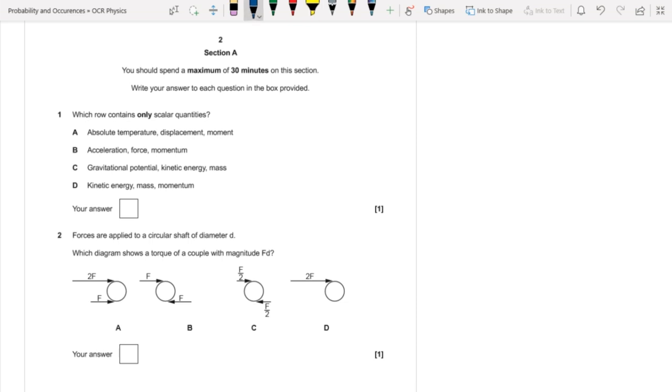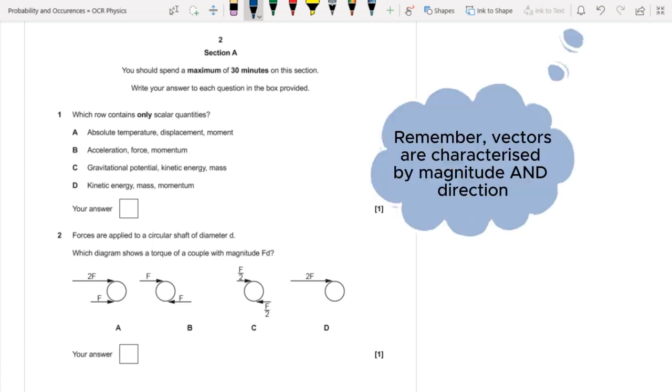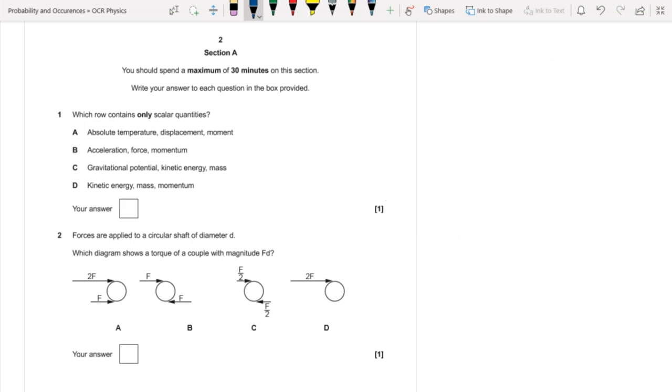Which row contains only scalar quantities? Displacement is, and momentum also is a vector quantity, so A is out. Acceleration, force, momentum, yeah, they are vectors as well. Gravitational potential scalar, kinetic energy scalar, mass. So yeah, option number C. And if you also have a look at D, yeah, we see momentum here as well. So C is the right answer.